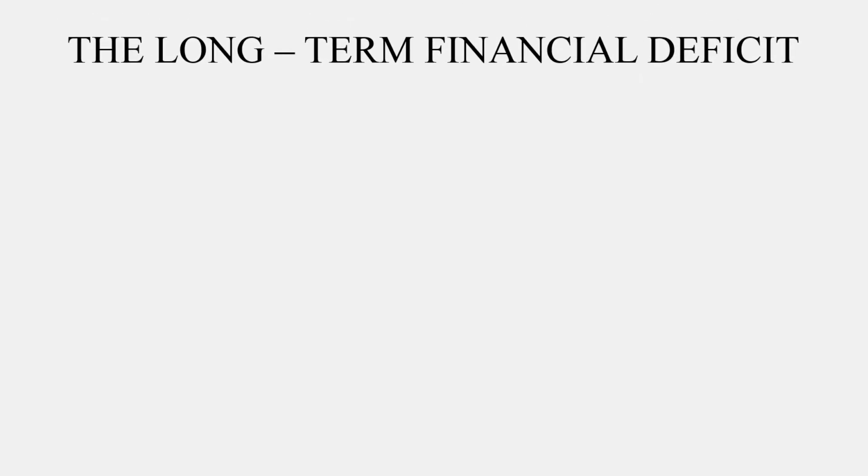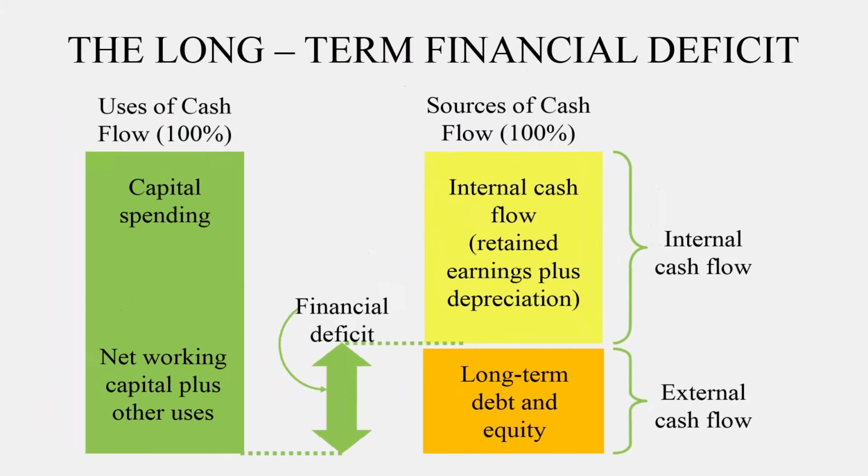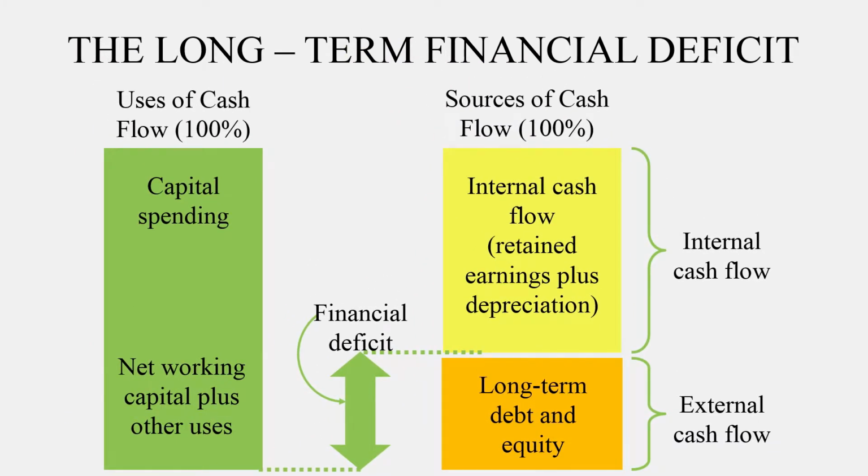The relationship between investment and financing is described in the figure, the long-term financial deficit. The left-hand side of the figure indicates that cash flow can fund both capital spending and investment in net working capital. The right-hand side of the figure shows the two sources of cash flow, internal and external financing. In the figure, uses of cash flow exceed internal financing. Thus, stocks and bonds must be issued to fill the financial deficit.